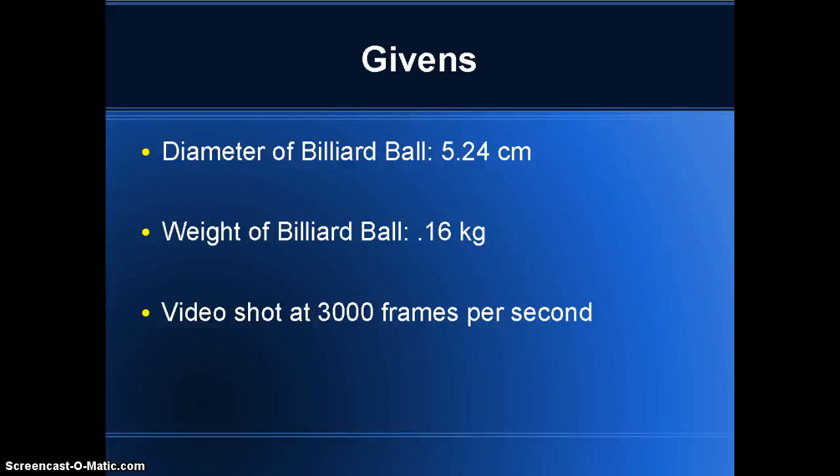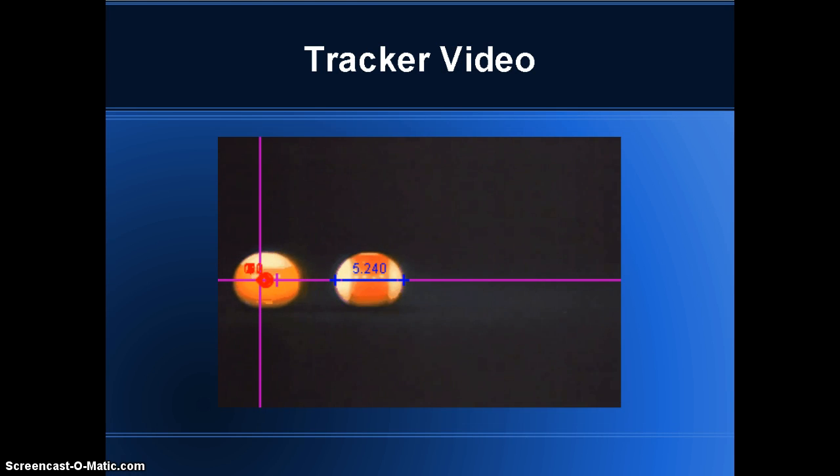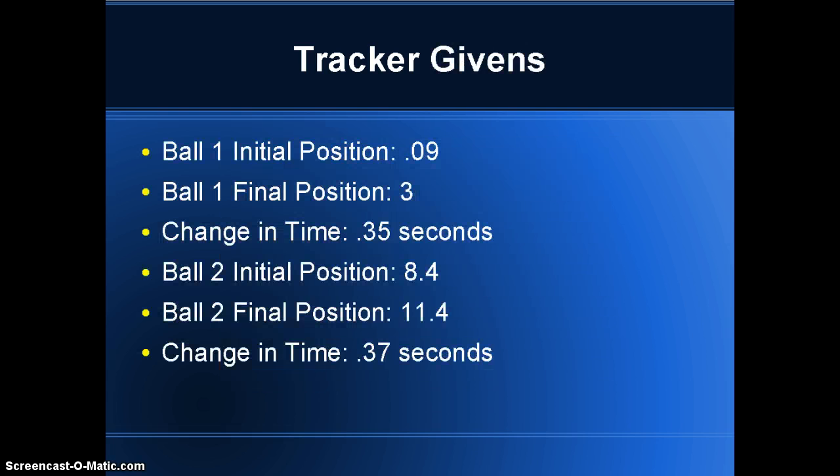Now we're given the diameter of the billiard ball, the weight of the billiard ball, and the video shot, which was at 3,000 frames per second. Let's look at that video now with some tracker magic done. As you can see, ball 1 moves towards ball 2 being on the right. Ball 1 moving at a constant velocity, and right here it contacts ball 2, and they move from there.